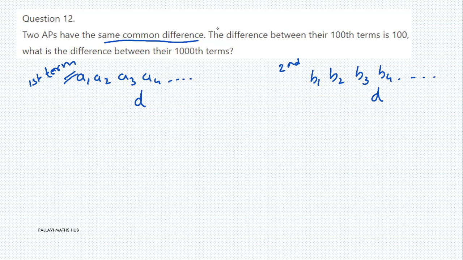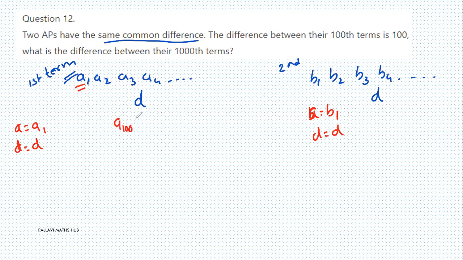But observe your A1. Here the value of A is A1. Here the value of B is B1. Okay. The value of A is B1. First term A is A1. A is equal to your first term. A is equal to B1. Common difference D is equal to D. Here also D is equal to D. Don't get confused. Next, the difference between their 100th term.